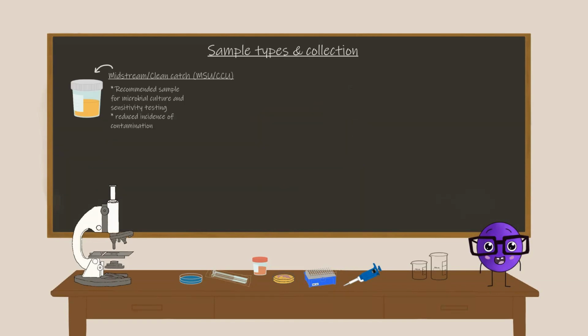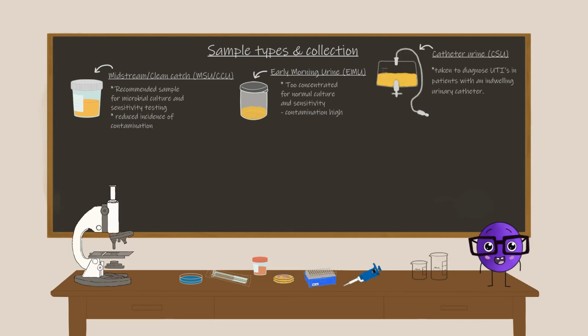Sample types and collection. The microbiology lab receives a range of urine sample types for various investigations. These include midstream urine or clean catch urine. This is the most common type of urine received. Early morning urine, often collected and best suited for TB investigations. Catheter urine, slightly more invasive, but may allow collection of bladder urine with less urethral contamination.